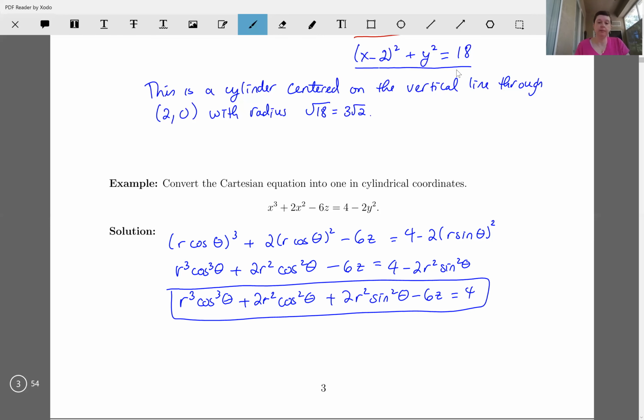And that's all I'm going to say right now about cylindrical coordinates, but we will be using them for about a week maybe, I think. All righty.